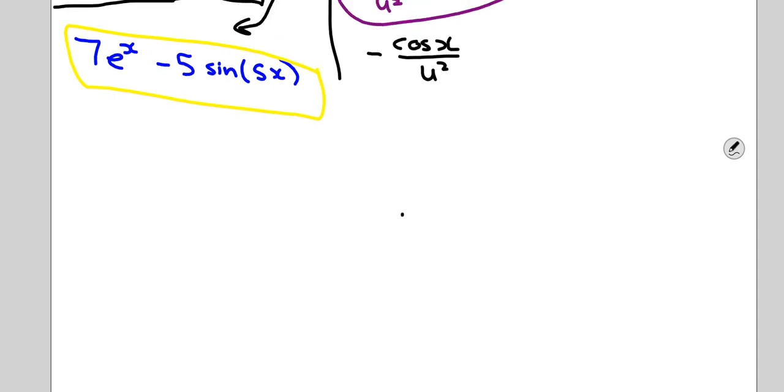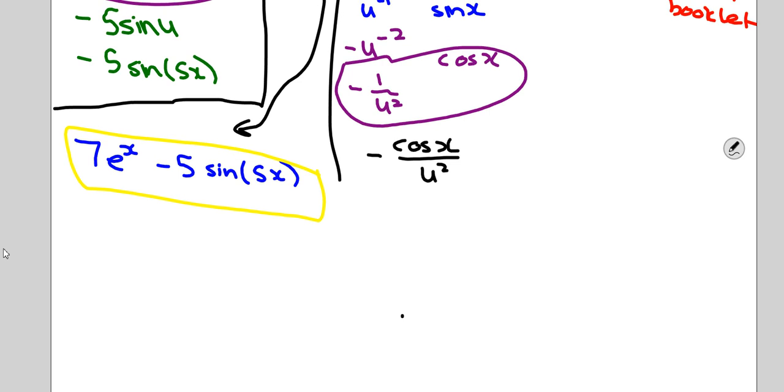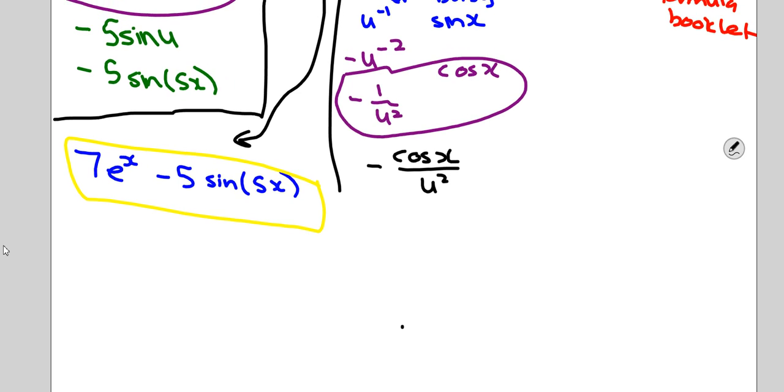What's u again? Oh, it's sine x. Good, yeah. Well done. Sorry, I'm trying to scroll it up so I don't write in the dodgy bit of the board that's all messed up. So the u is sine x. So that's the same as minus cos x over, as Kia just said, sine the baby squared.